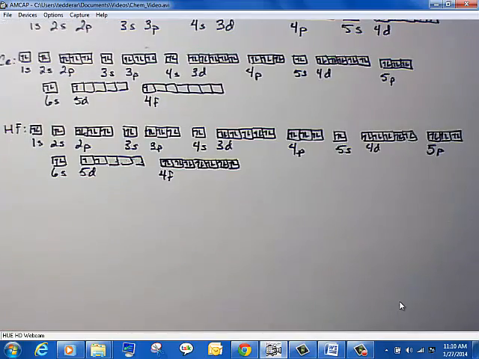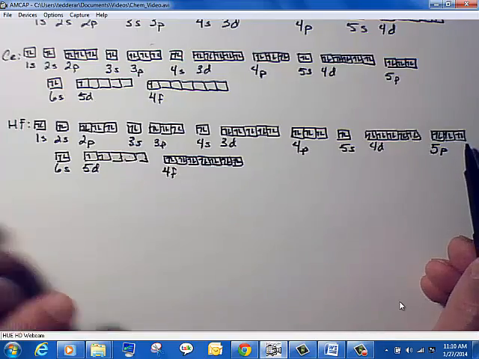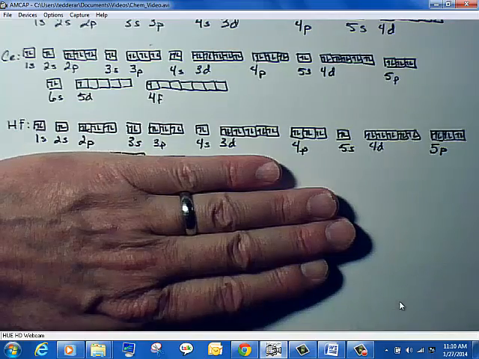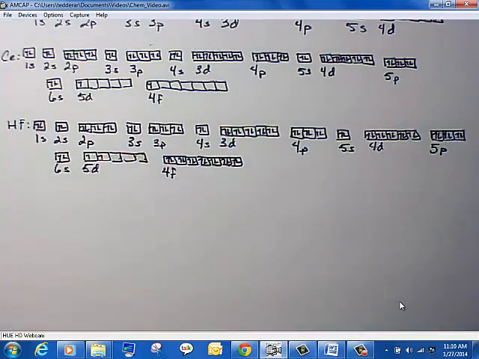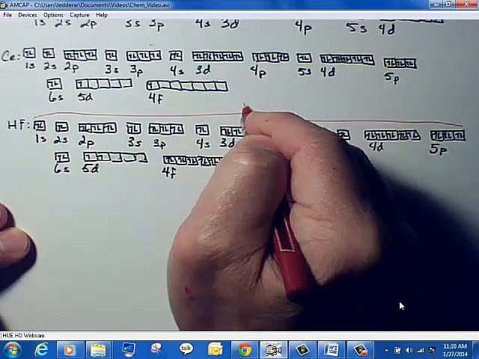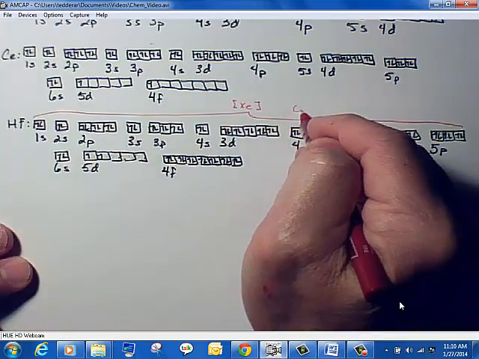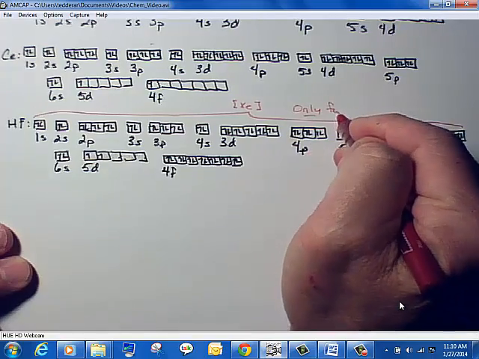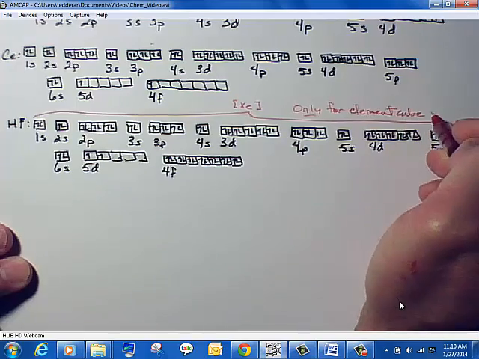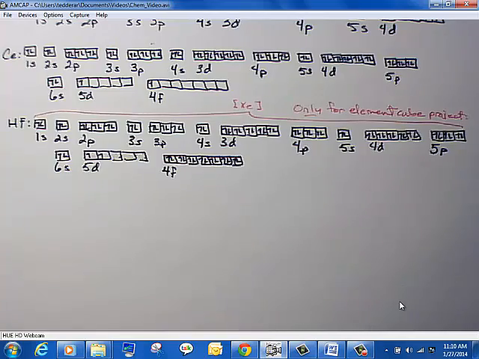Got it? All right. So, what's the next lowest noble gas for hafnium? Xenon. And if you write the orbital notation for xenon, you'd stop right here with 5p. This is the orbital notation for xenon right here. And what we're going to do for the element cube only is we're going to replace all of that with a symbol for xenon. But that's only for the element cube project. Not any other time.